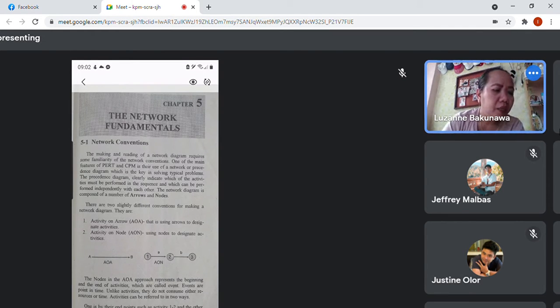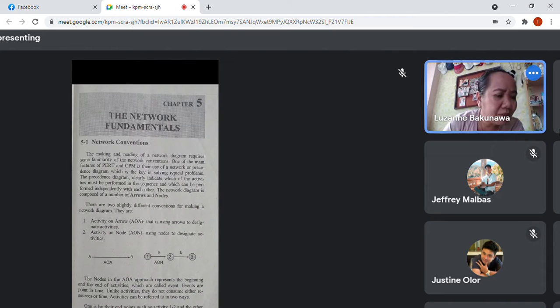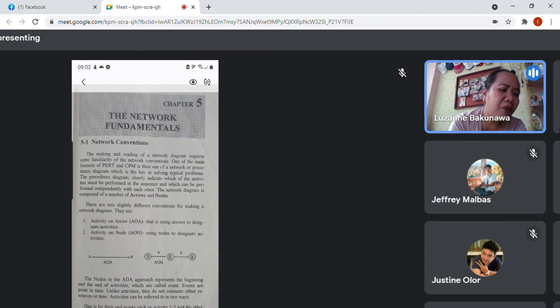So the precedence diagram clearly indicates which of the activities must be performed in sequence, and which can be performed independently of each other. The network diagram is composed of numbers, arrows, and nodes. So there is activity on the arrow, where the arrow is pointing to what comes next in the activity, no?